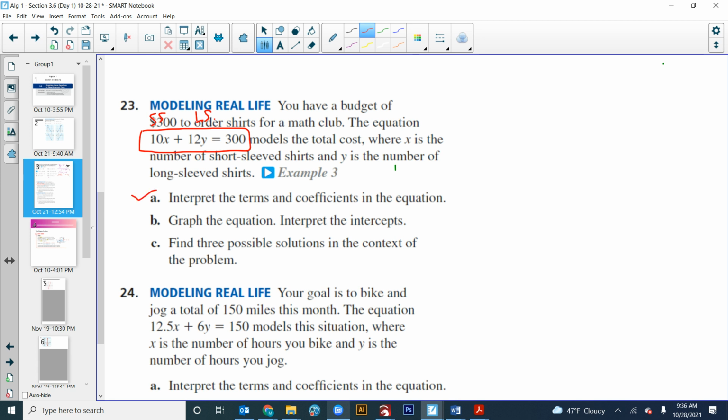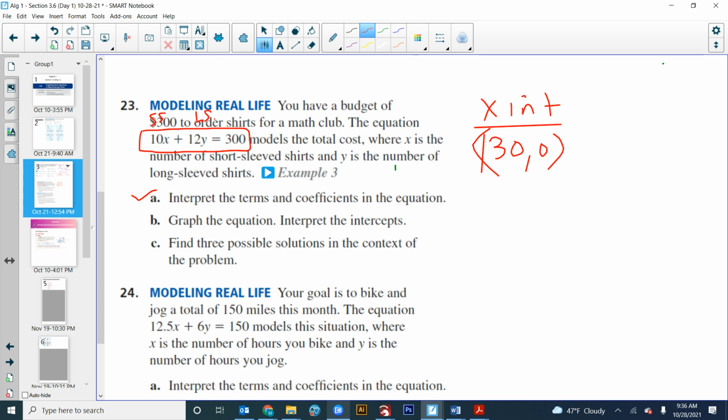Now, intercepts are real easy. If we're going X intercept, that's gone. What's 300 divided by 10? Okay, so my X intercept is 30, 0. What does that represent? Again, the math club only has $300, right? Cheap people. If I buy 30 short sleeves, how many long sleeves can I buy? That's what it tells you.